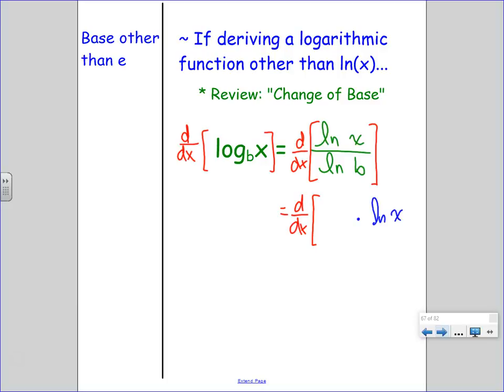You could do ln of b to the negative 1. I like this better though, and here's why. Who's b? Is he a variable or is he a constant? He stands for a constant.